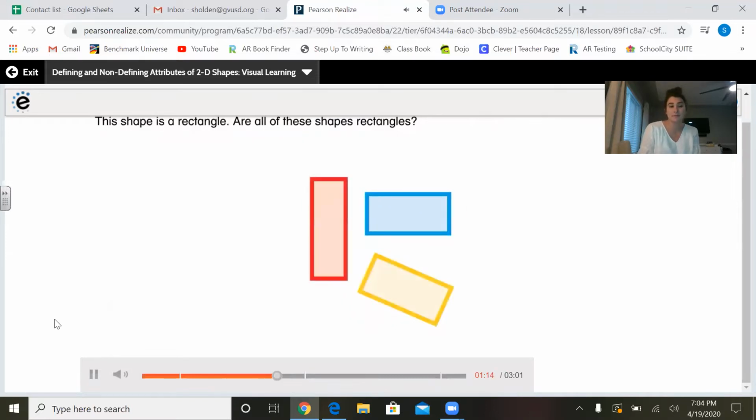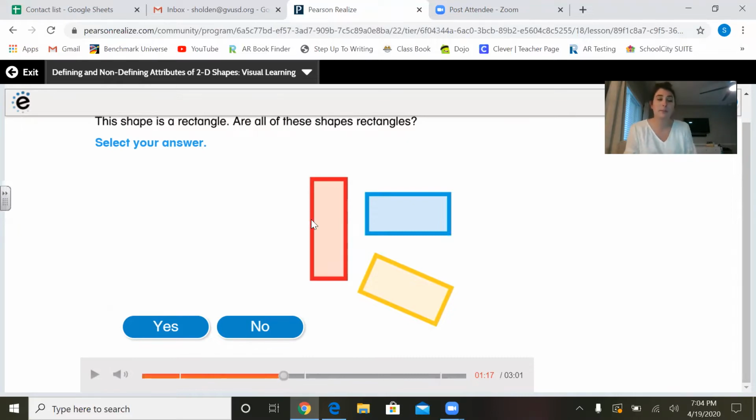Are all of these shapes rectangles? Select your answer. Do they all have 4 sides, 4 vertices, 2 different length sides? So these 2 sides are one length, and these 2 sides are another length. So yes, these are all rectangles, even though they're different colors or they're facing a different way. I am going to go ahead and stop share screen.